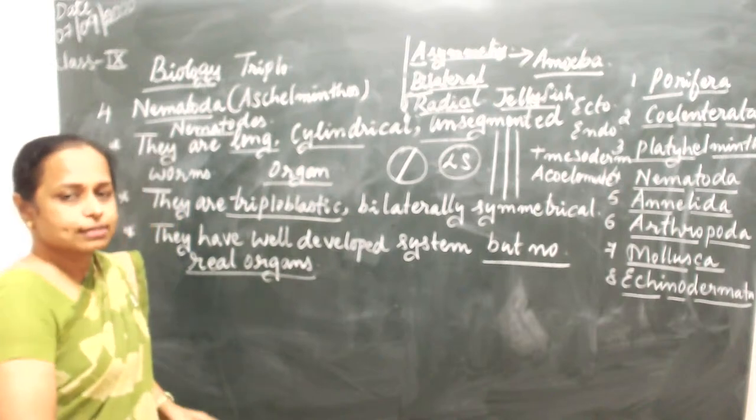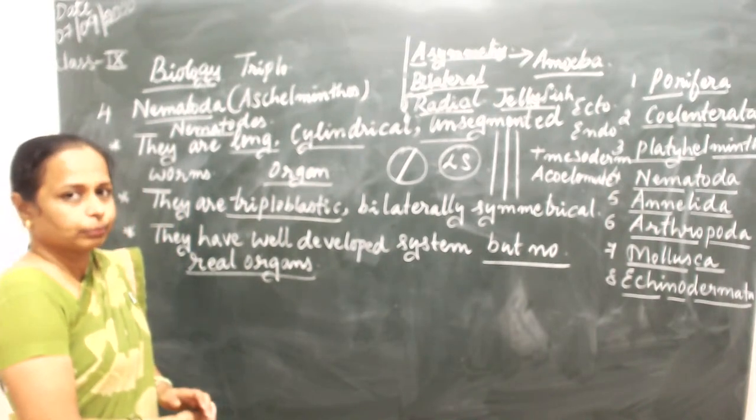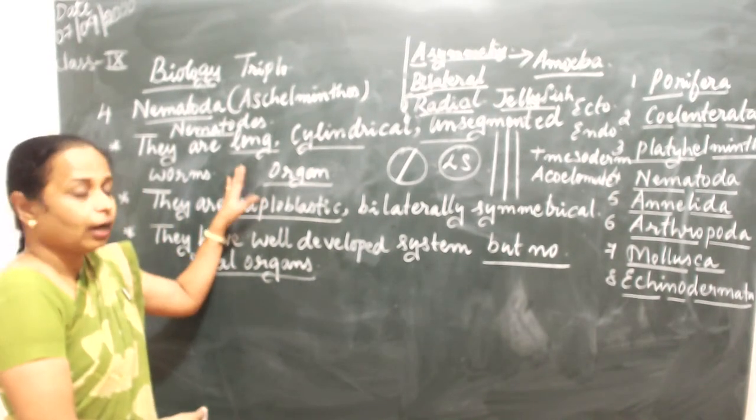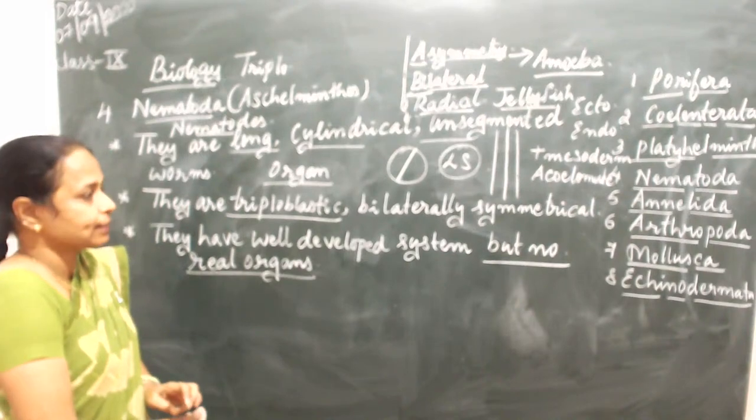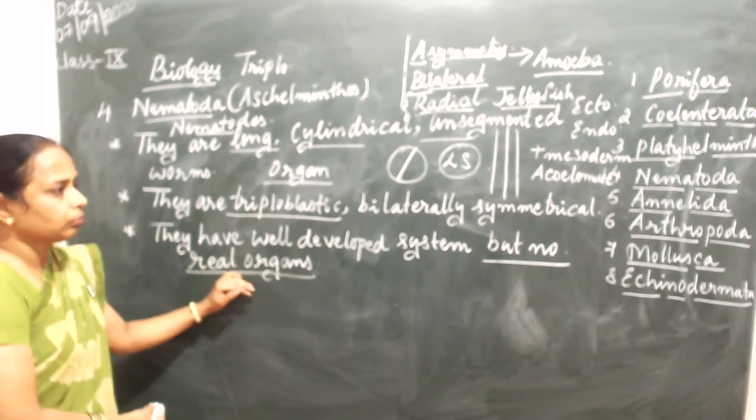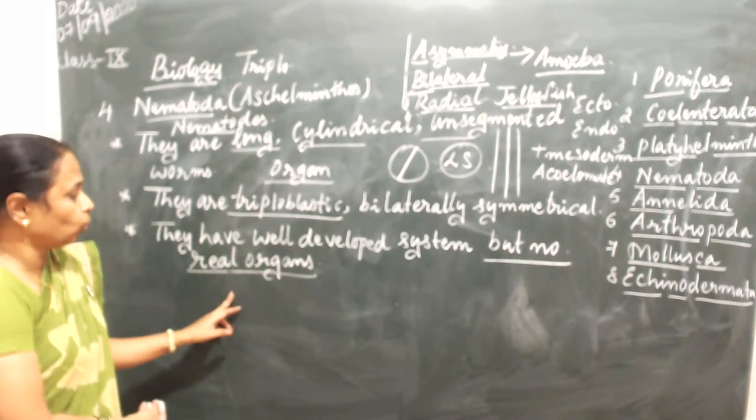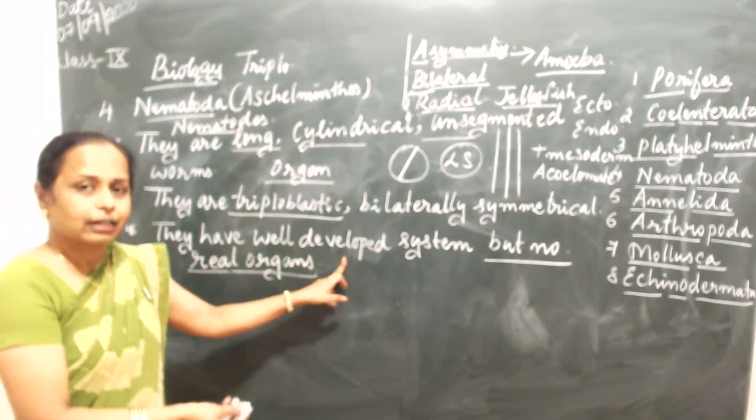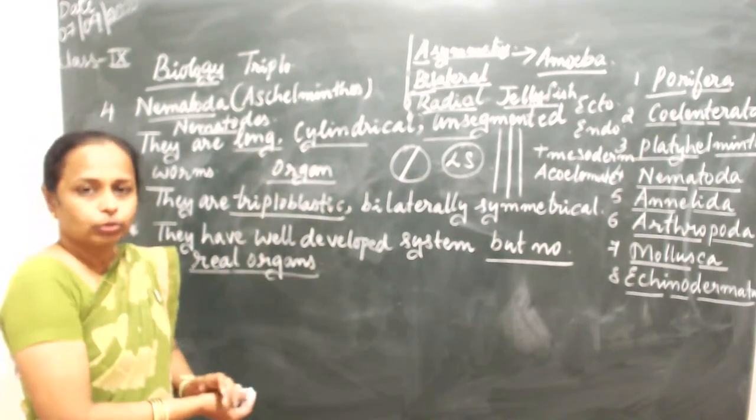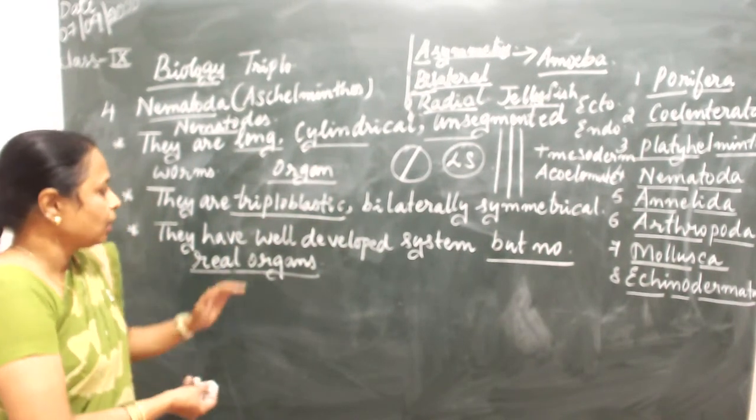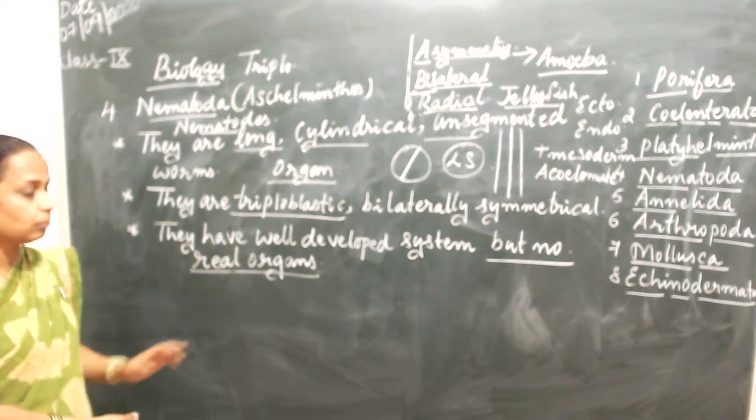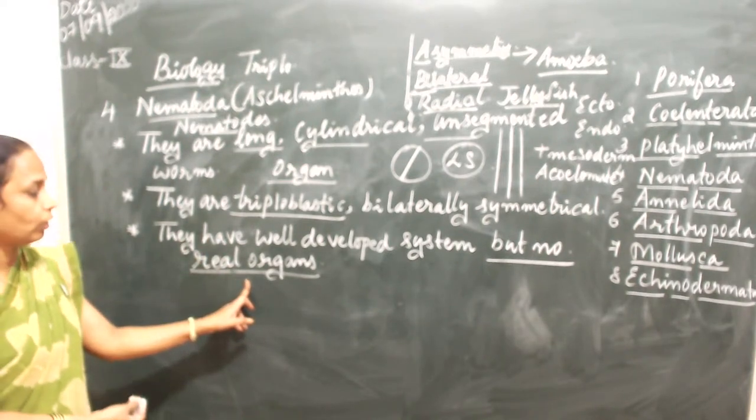Okay, hooks and suckers. When we take the example of tapeworm, hooks help in holding and suckers help in absorbing the nutrients. In case of the fourth phylum, that is Nematoda or nematodes, the system is slightly more developed as compared to the third one. They have a well-developed system, but they don't have any true organs.